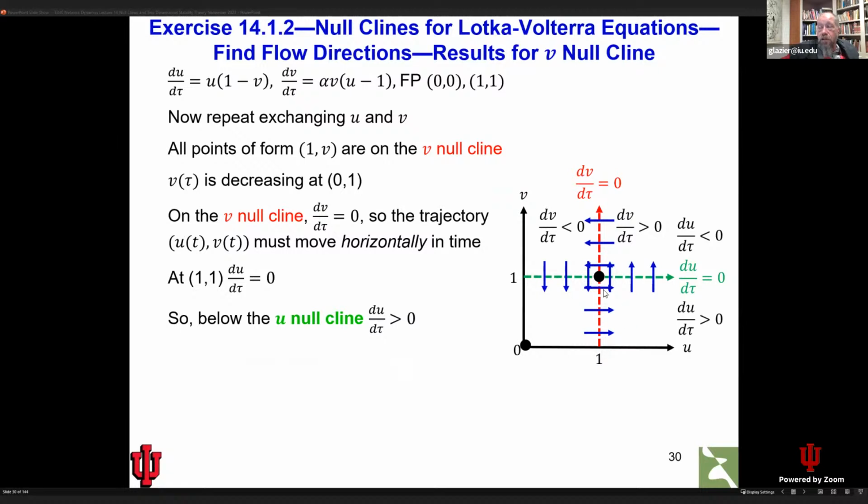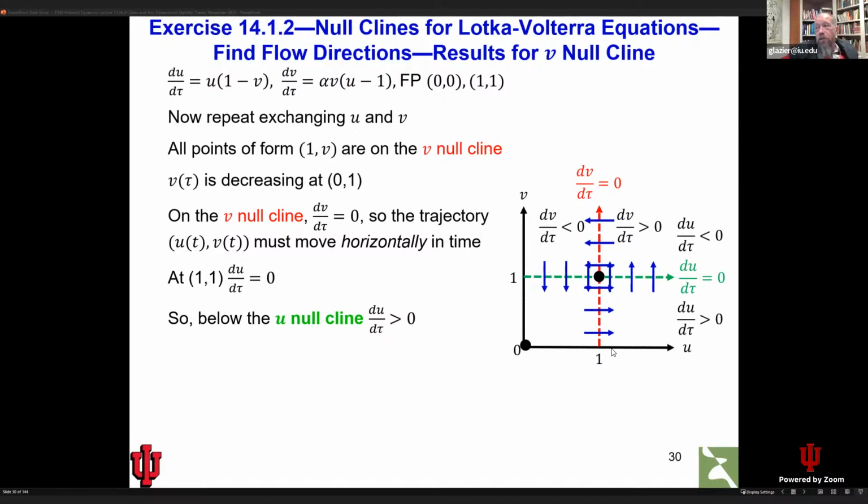And so now I have all of my lines across the null-clines labeled. And then somebody did the next natural thing, which is to say, if I'm not along the null-cline, if I'm in this quadrant here, between 0 and 1 and 0 and 1, I'm going down and to the right. So that gives me an arrow down and to the right.